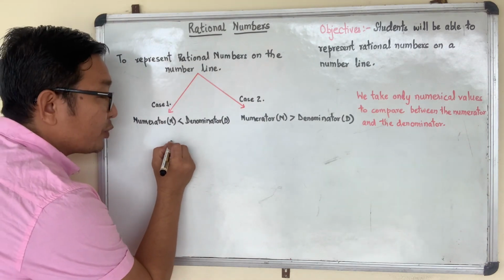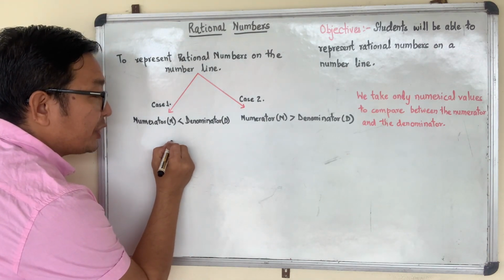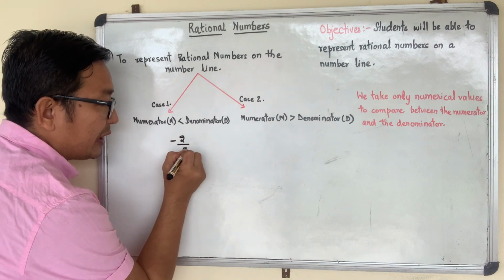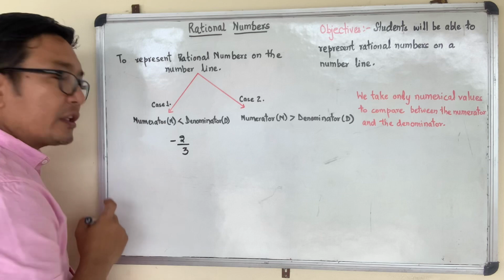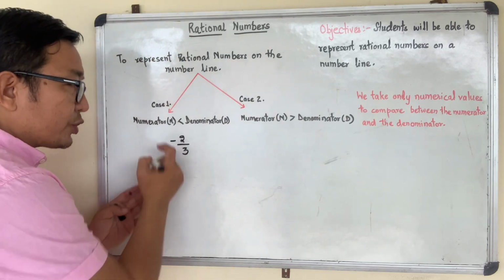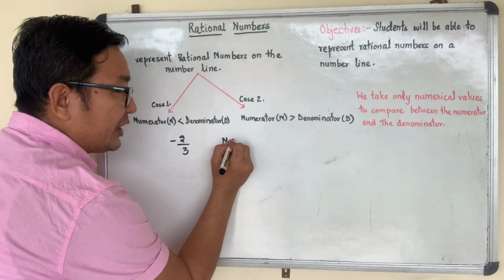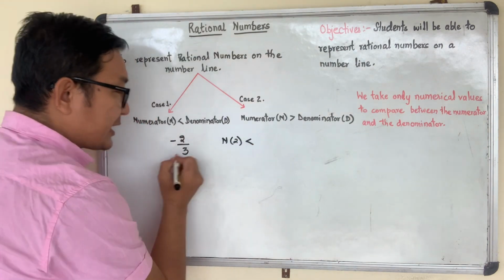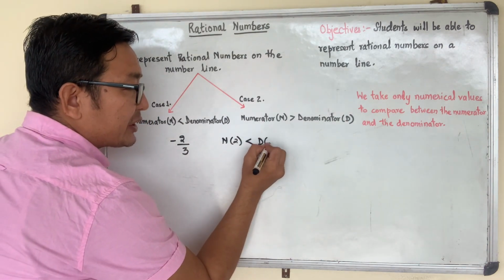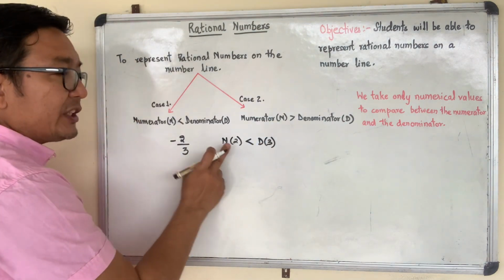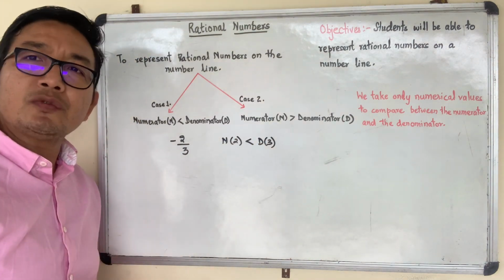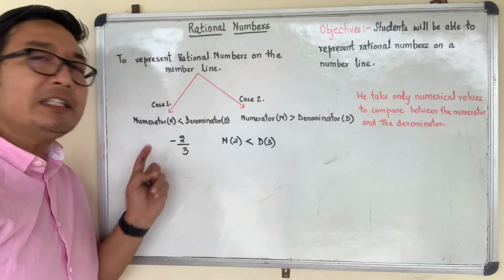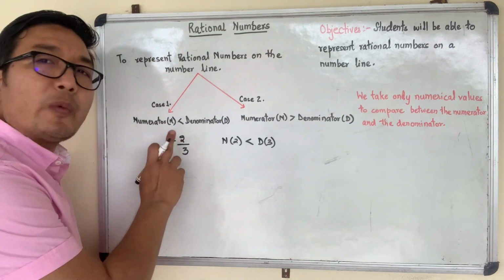For example, negative 2 upon 3. We don't consider the negative sign, we just consider the 2. Here the numerator is 2, which is less than the denominator 3. We take only the numerical value, not the sign.